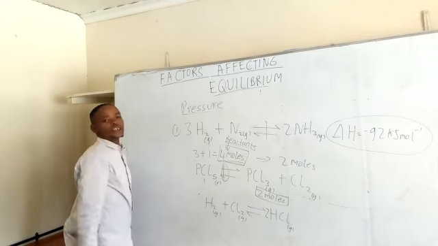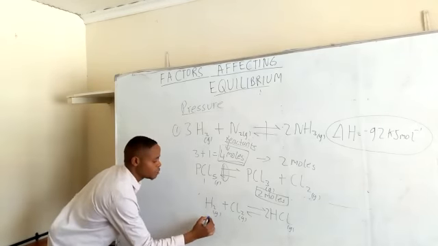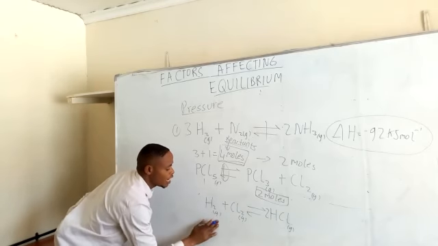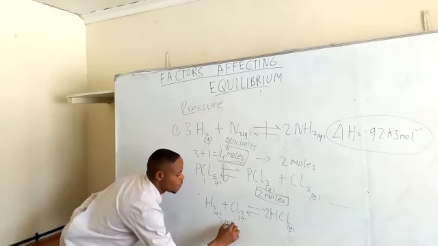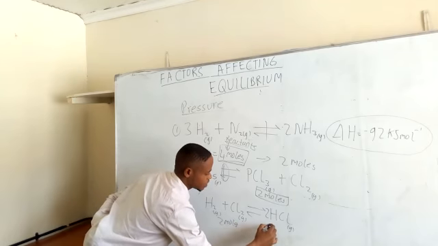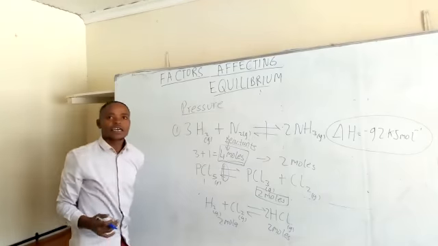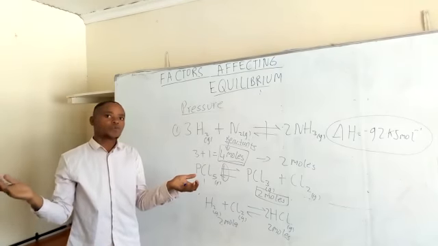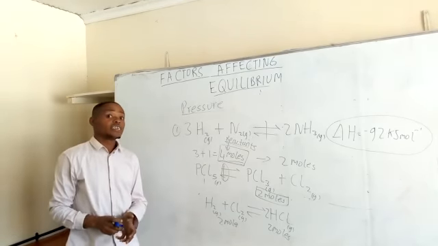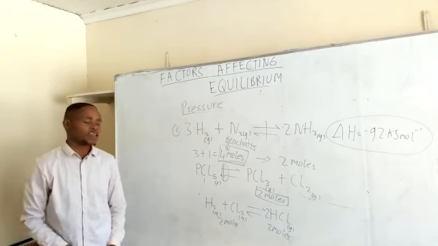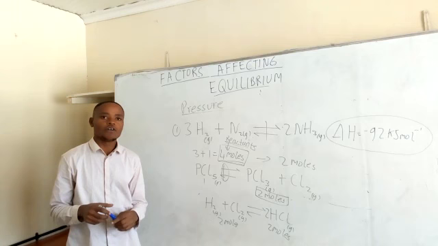Consider this other equation here. Here we have 1 mole plus this 1 mole, so in short we have 2 moles, and also on the products we have 2 moles. Now the moles on both sides are equal. So increasing the pressure or reducing the pressure will have no effect on the position of the equilibrium.